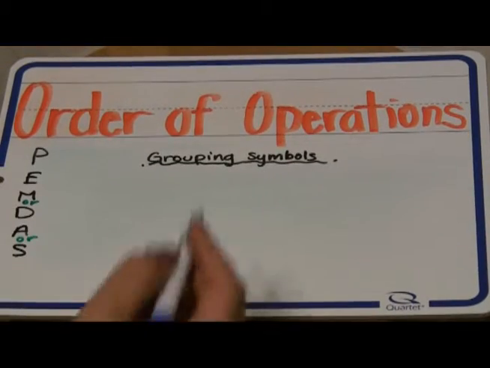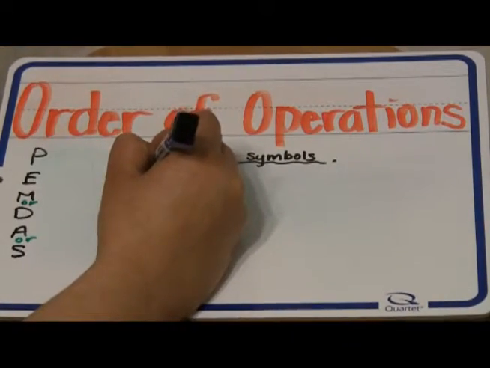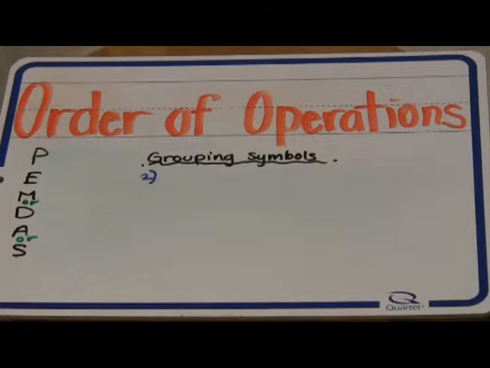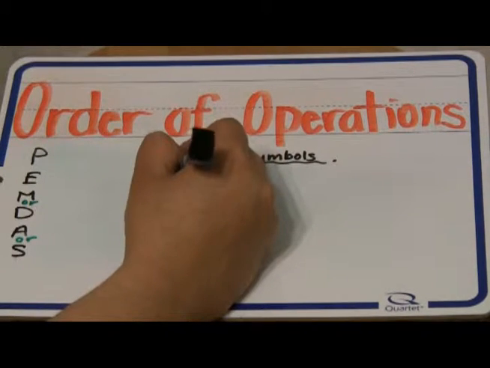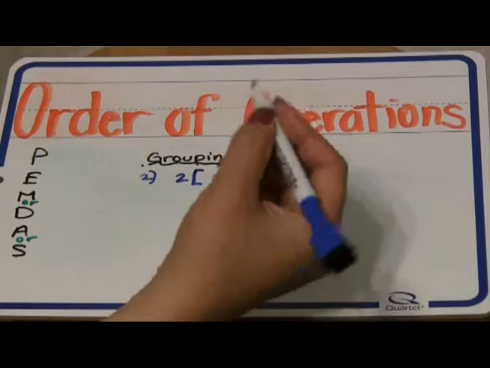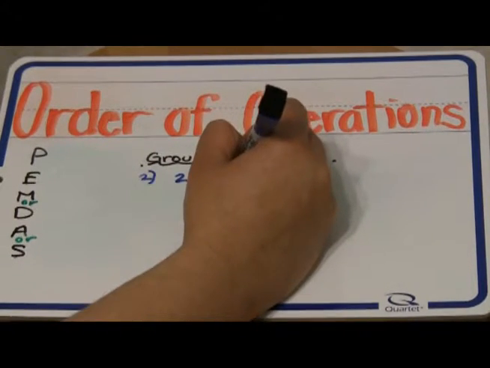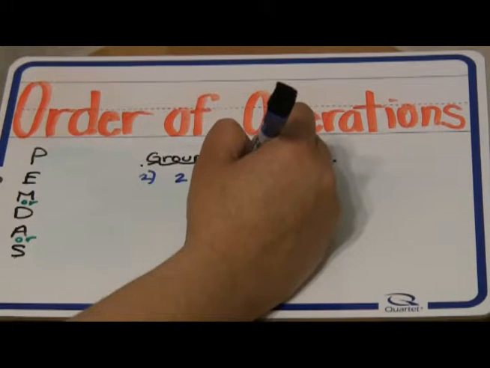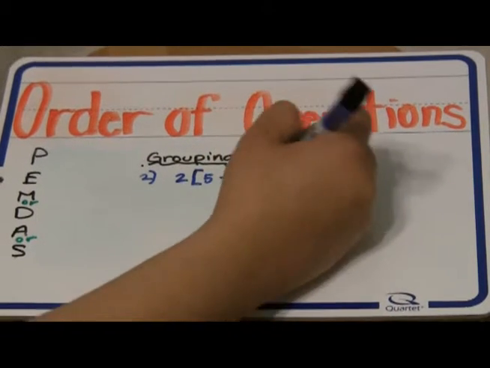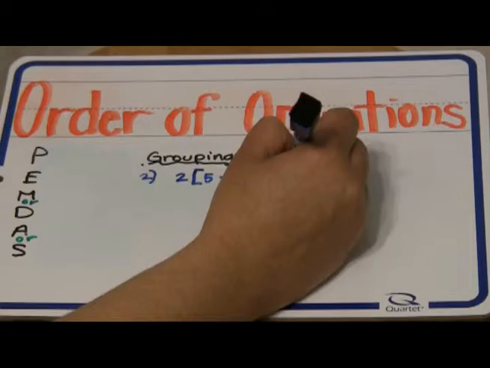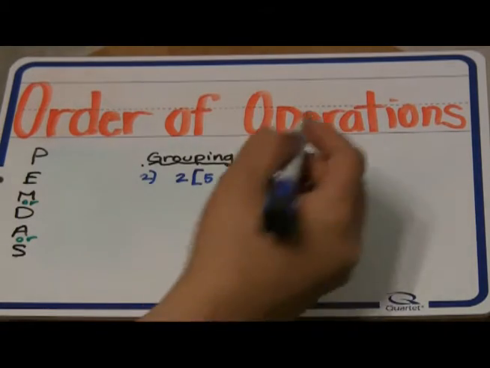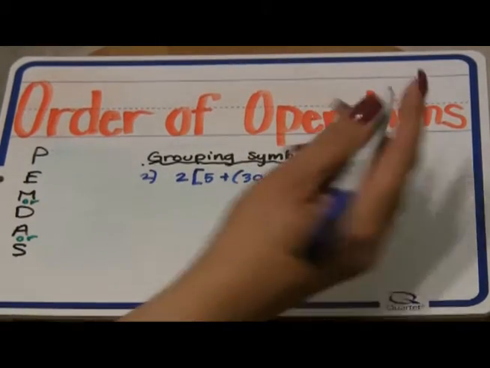We now have example number 2, and now things are going to get a little bit more complicated. We have 2, bracket, 5 plus, I have parentheses, 30 divided by 6, close parentheses, squared, and then I close my bracket.